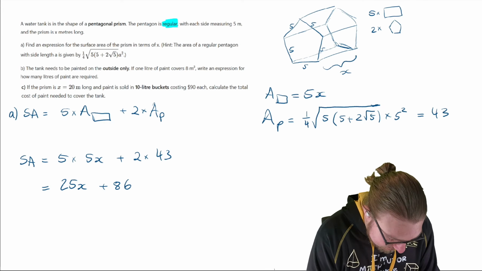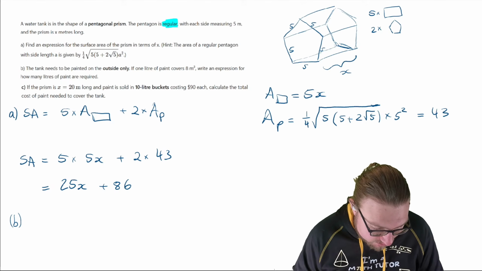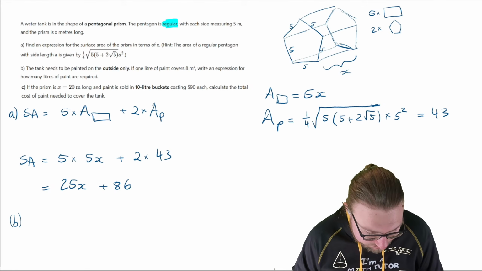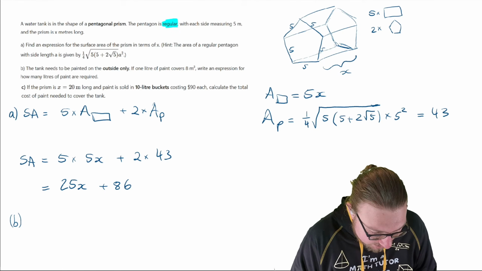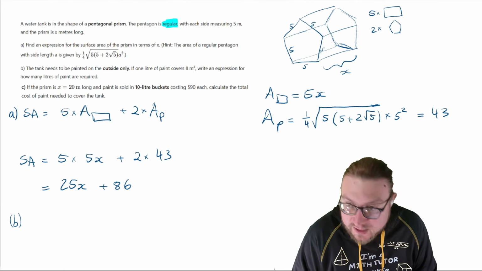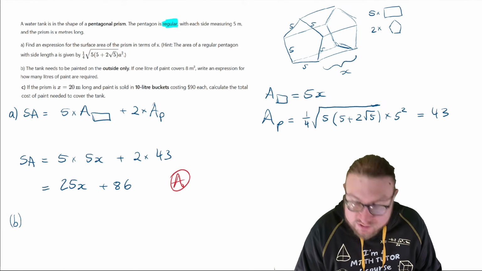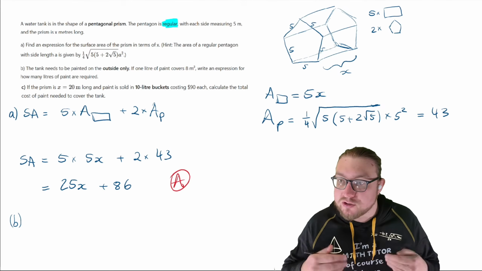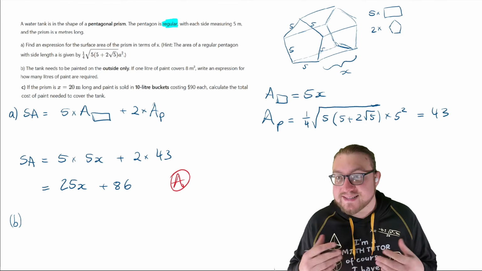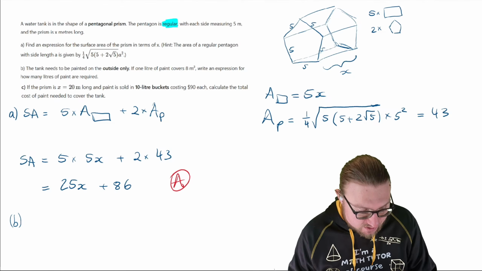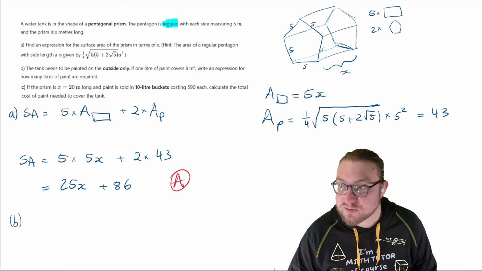Now for B, let's have a look. The tank needs to be painted on the outside only. If 1 liter of paint covers 8 square meters, write an expression for how many liters of paint is required. And again, this part in A would be an achieved just using measurement knowledge. Using that knowledge and going further, answering some questions in context is where your merit marks come in. So B is saying that it needs to be painted.